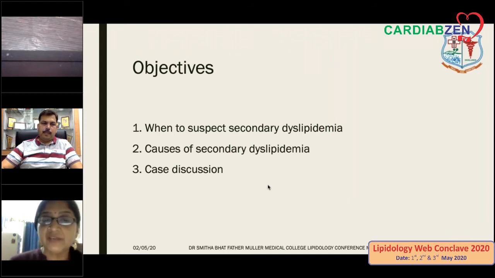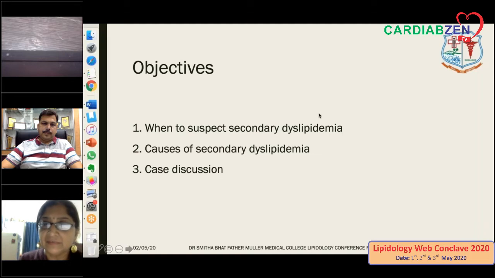So my objectives are, one is when to suspect secondary dyslipidemia, what are the causes of the same, and I'd like to also discuss a case at the end to give some context to what we're doing.